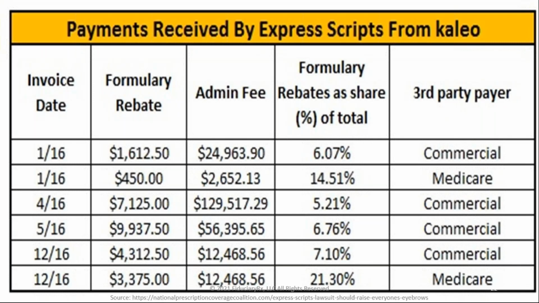This came out about 3 years ago. The actual disagreement between the two entities started about 5 years ago, but this came out about 2.5, 3 years ago. It's public information. Kaleo, a specialty drug maker, product Ezio, was sued by Express Scripts because Kaleo refused to pay rebates that Express Scripts believed it was owed, which I'm sure they were owed the money.